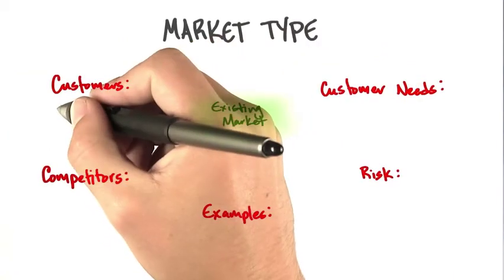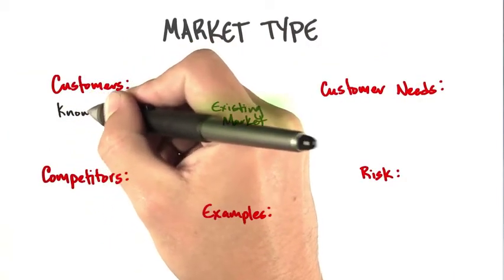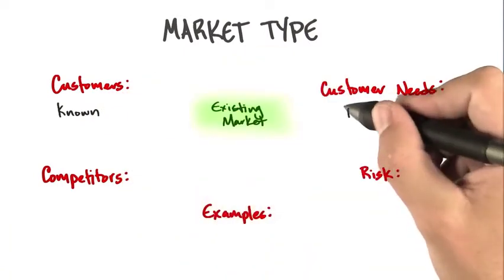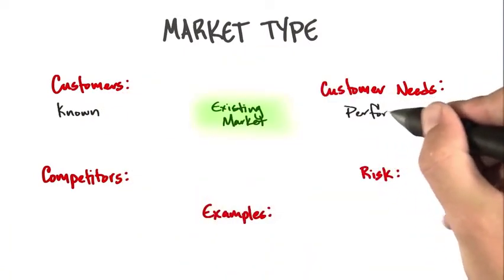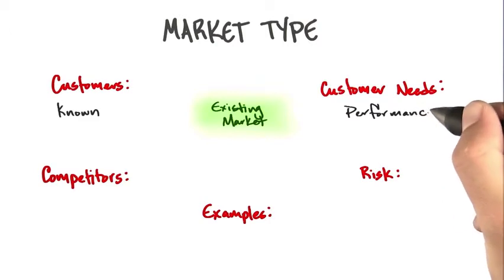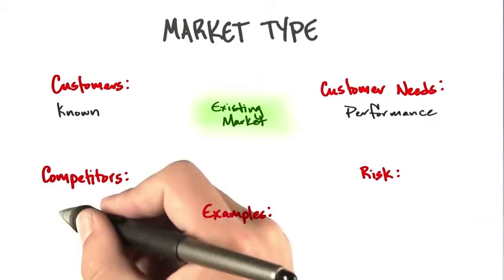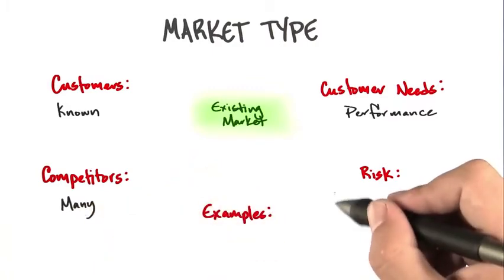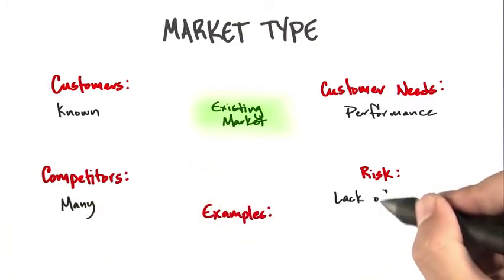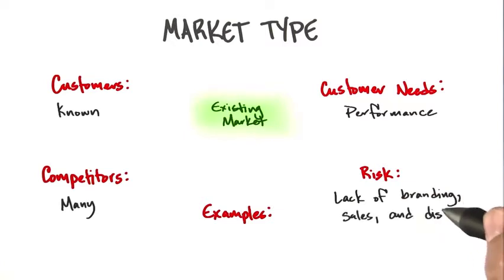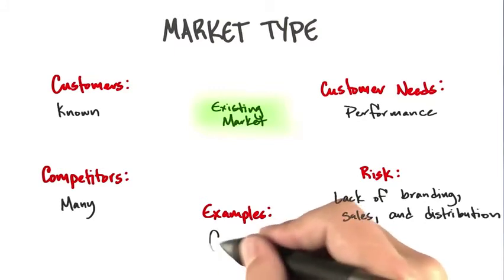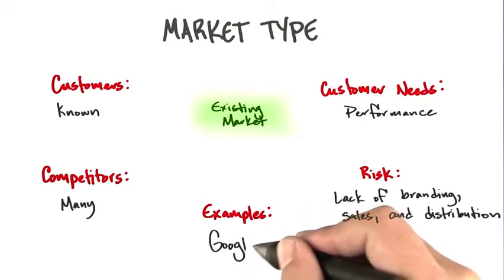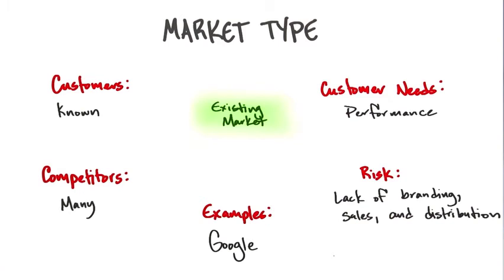Existing market. Well, the customers, they're known. We know who they are. They exist. The customer needs, well, we could ask them, what do they really care about for gains and pains? They could tell us. Competitors, by definition, there are many. Your risk, well, your risk is lack of branding, lack of sales, lack of distribution, and unfortunately, sometimes your product really doesn't live up to the claims. Example, Google. It's an existing market. Go ahead and try to enter the search business today. There's a dominant player in search.